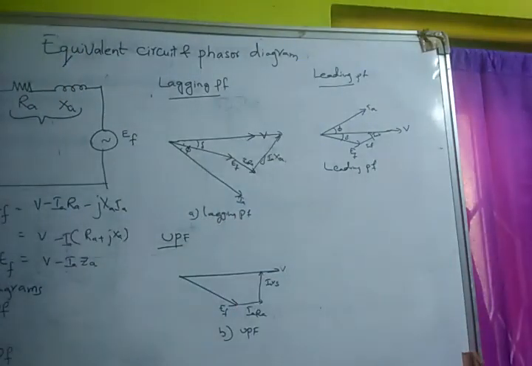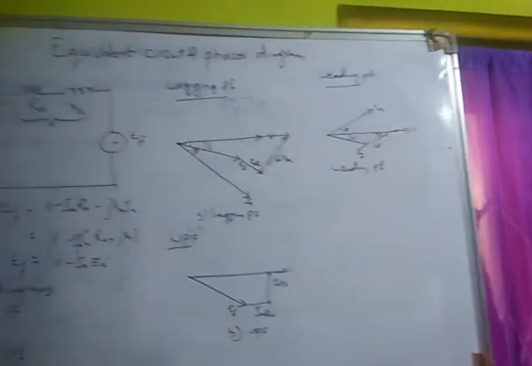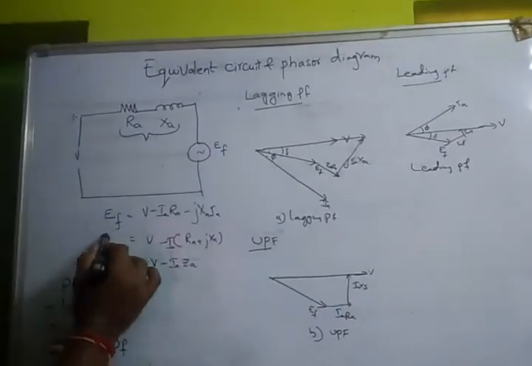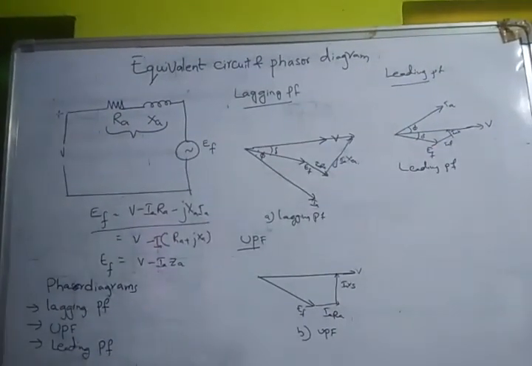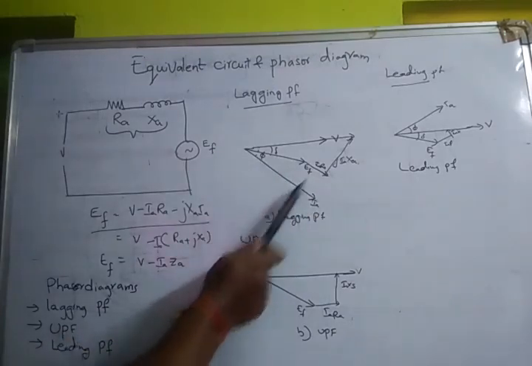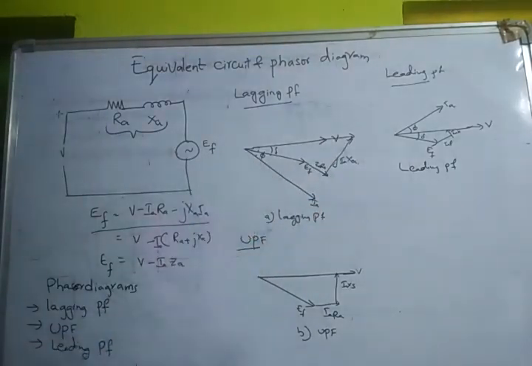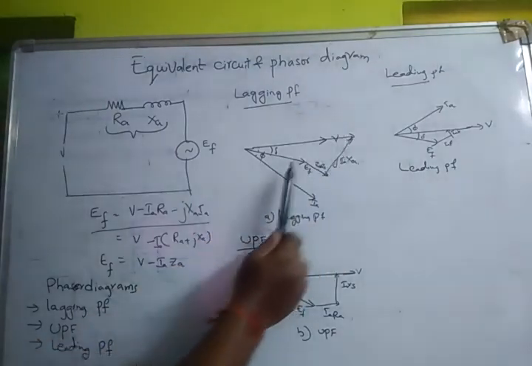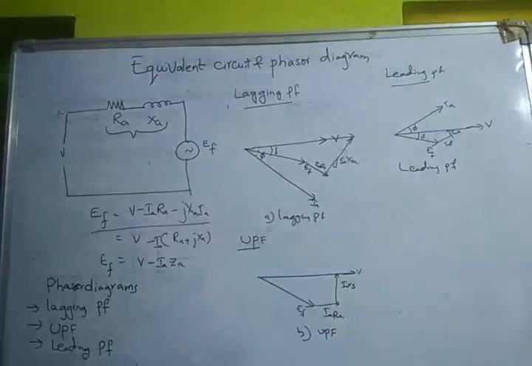Okay, so there are three kinds of power factors where the diagrams are based upon this equation: V is equal to E plus IA RA plus j IA XS. For lagging power factor, current lags voltage, so it is drawn like this: current lags voltage by an angle phi. In unity power factor, current is in phase with voltage, so the phase angle between the voltage and current is zero.